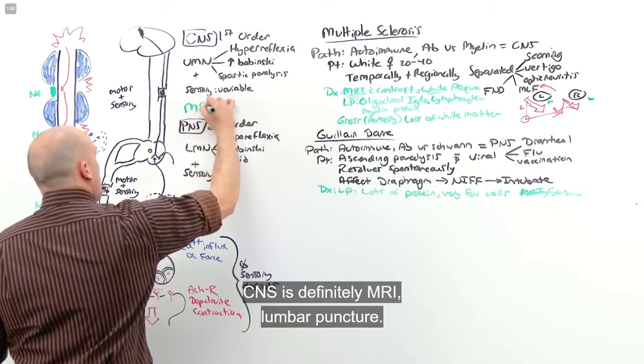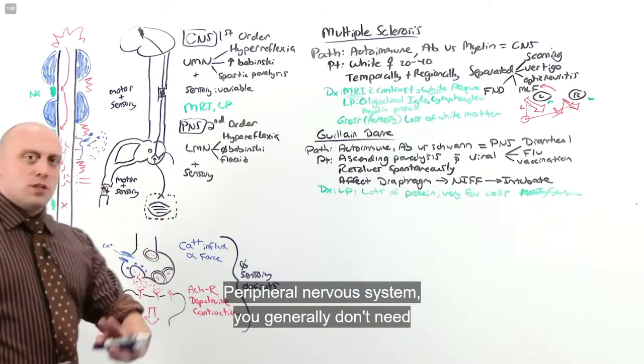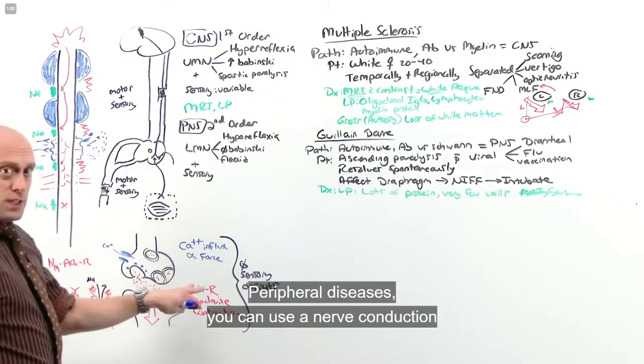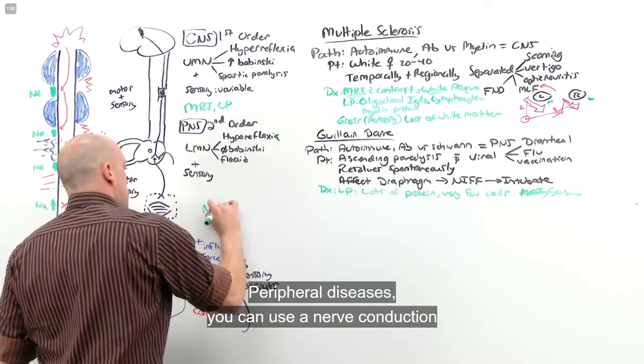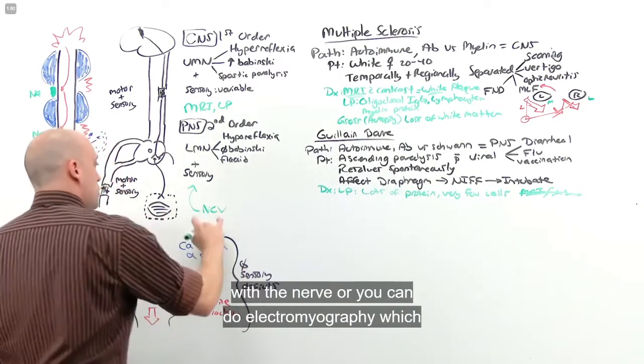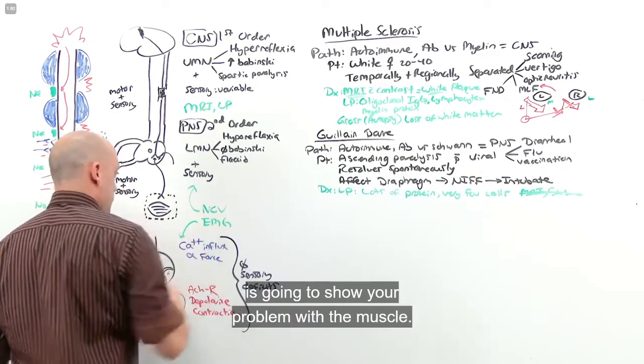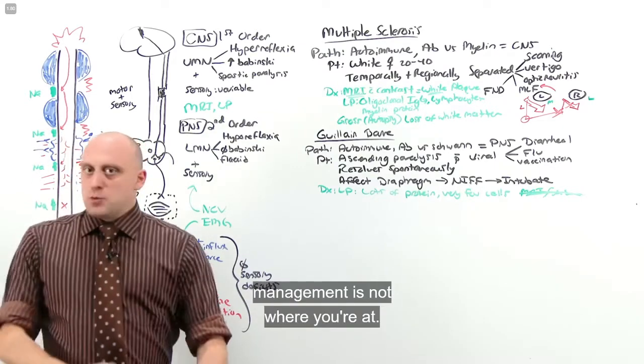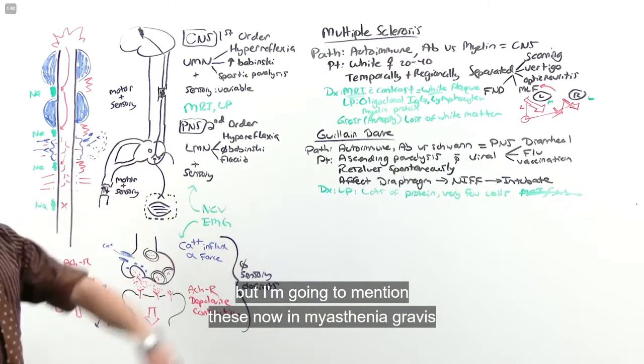CNS and PNS: CNS definitely MRI, lumbar puncture. Peripheral nervous system, you generally don't need to do the MRI, and you generally don't need to do the other test. Peripheral diseases, you can use a nerve conduction velocity test, that's going to show you the problem with the nerve, or you can do an electromyogram, which is going to show you problem with the muscle. I didn't mention that because, again, management is not where you're at. It's supposed to be about pathogenesis, but I'm going to mention these now in myasthenia gravis and Eaton-Lambert.